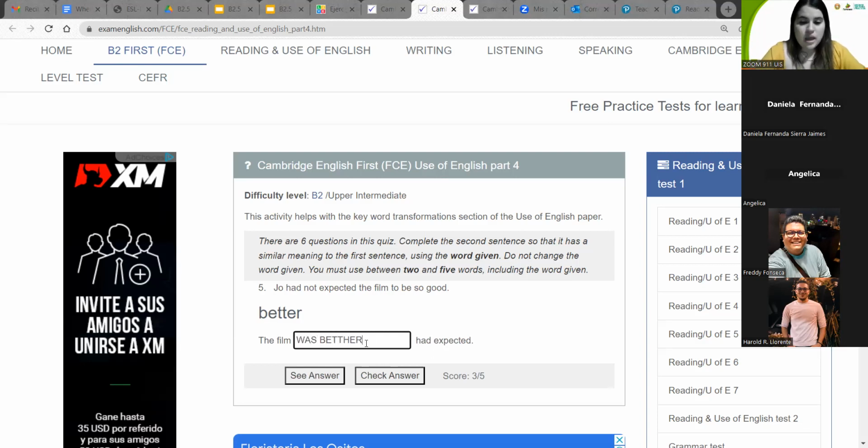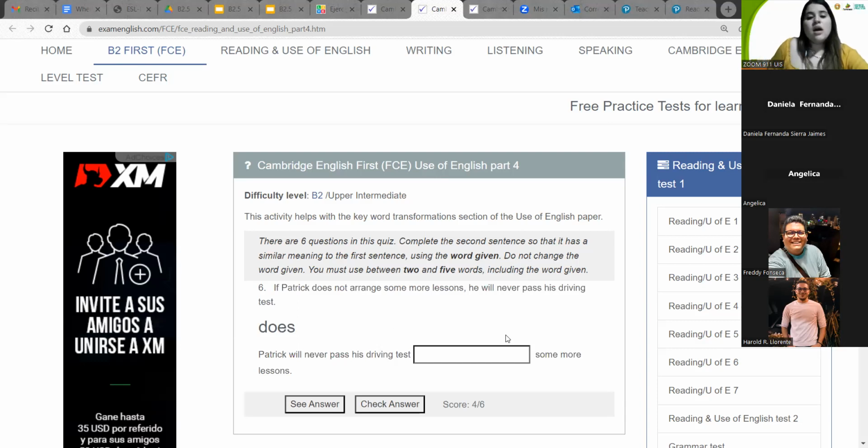The film was better than he had expected. Than he, or than Joe, right? Than Joe had expected. La película estuvo mejor de lo que Joe había esperado. Yeah, the film was better than Joe had expected. Alrighty, very good, guys. Excellent, excellent.